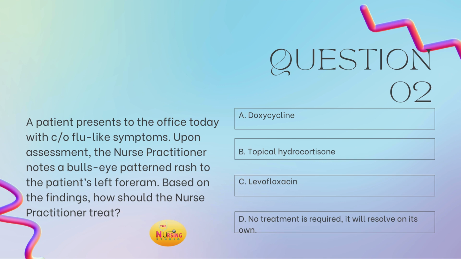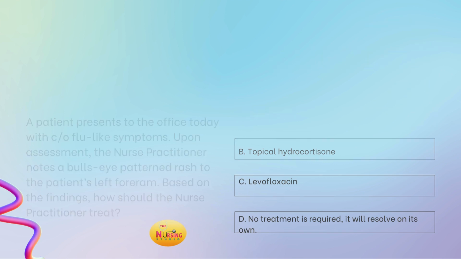So in the event of Lyme disease, what are we treating with? Your best answer is A, doxycycline, okay? Doxy. All right.